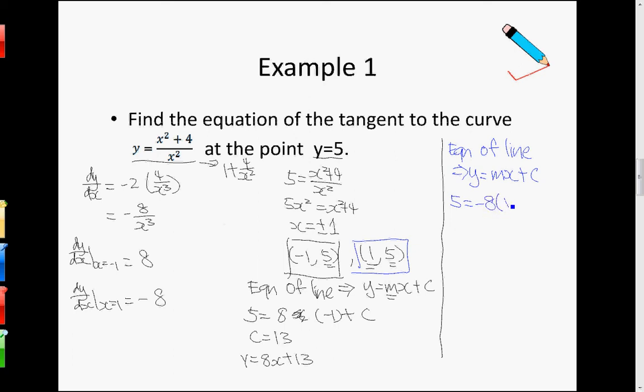x is 1, plus c, so c is equal to 13 as well. Okay, so we realize that the equation is y equals minus 8x plus 13. So the equation of the line for this one is y equals minus 8x plus 13.